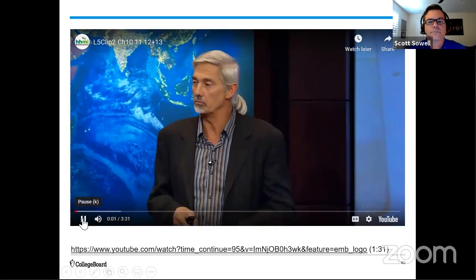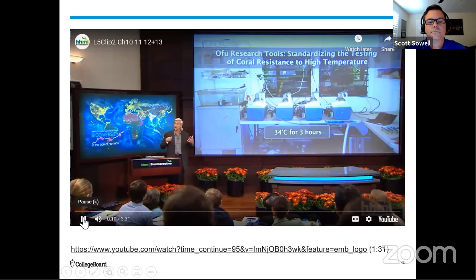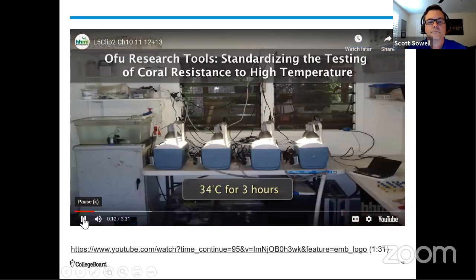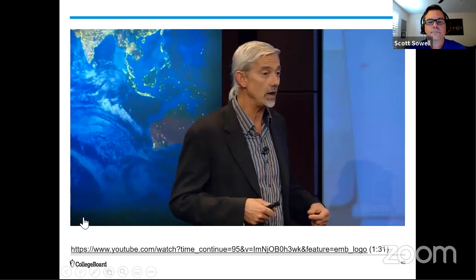So this is the lab that we have built in American Samoa. It may not look like much, but it's actually an incredibly important facility for us because we've been able to standardize the heat stress that we can apply to corals. We can provide them with a mimic of the kinds of heat they'll get actually on an Ofu coral reef and see how they react.